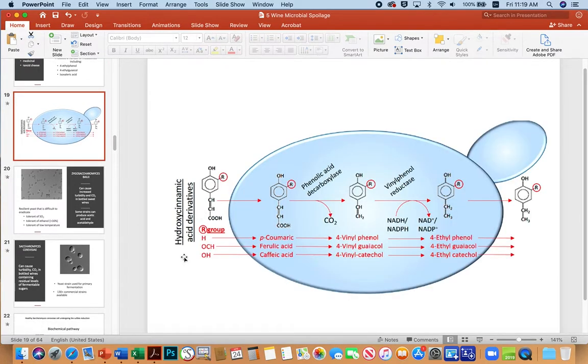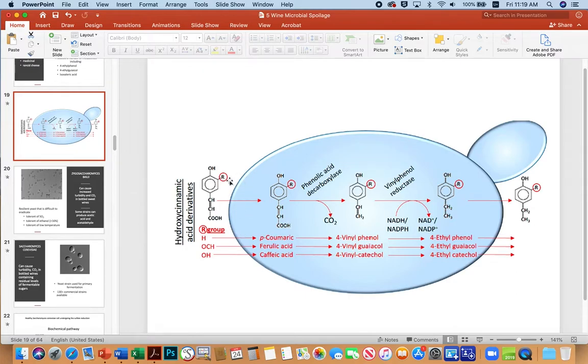So this slide just shows you a little bit of the biochemistry of Brett reactions. In this particular case, you're looking at a hydroxycinnamic acid derivative, so this backbone here, which is universal, and then this R group circled here can either be an H, an OCH3, or an OH. If it's an H, for example, then that's paracoumaric acid. Again, these molecules are derived from the grapes, and so if there's an abundance of them and Brett happens to be present, it can convert these into foul-smelling compounds.